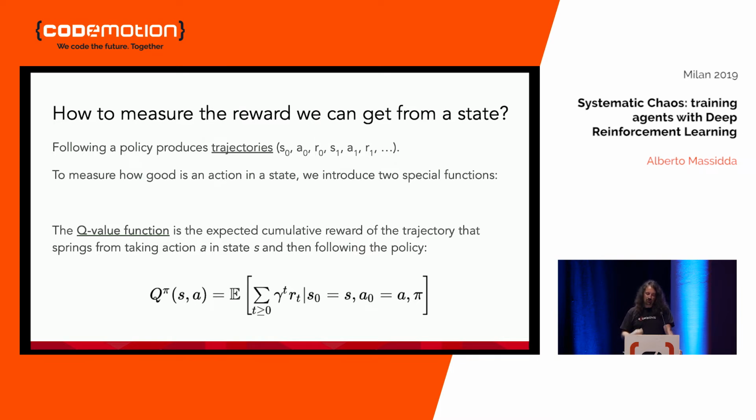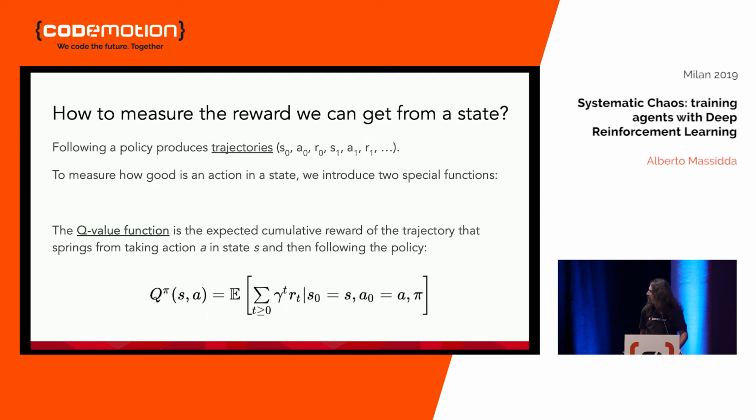To measure how good an action is in a state, we exploit this by introducing 2 special functions. The first is the Q-value function, serious math coming ahead, and it's the expected cumulative reward of the trajectory that springs from taking an action a in a state s and then following the policy. So you can see it's a summation over all the cumulative reward if you take action a while in state s, and follow the policy.